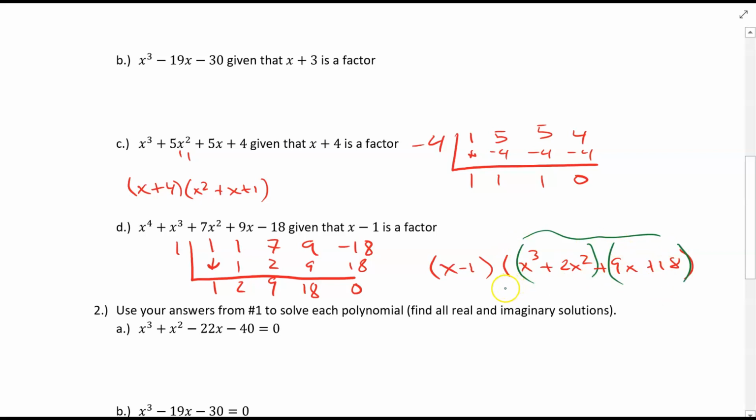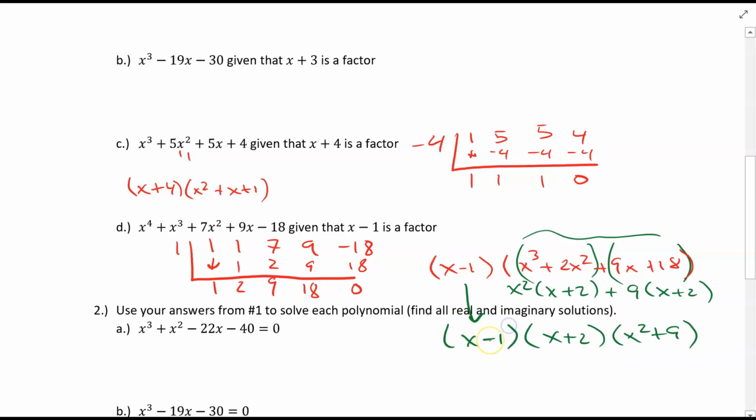So from the first group, I can take out an x squared. And from the second group, I can take out a 9. Notice here that the x plus 2 is in common to each of those. And then I still have the x minus 1 hanging around. Okay so far there, Tom?